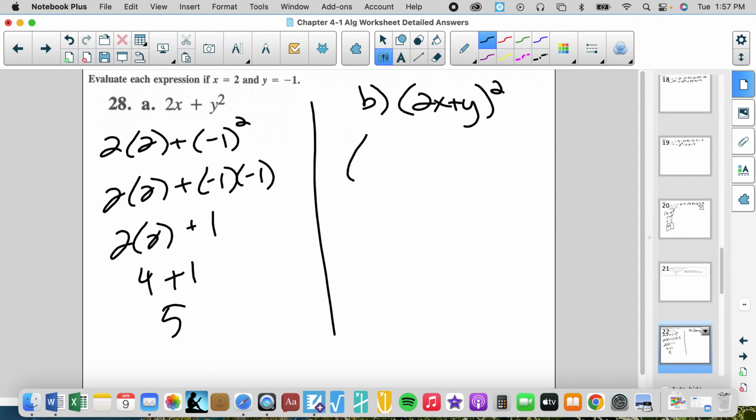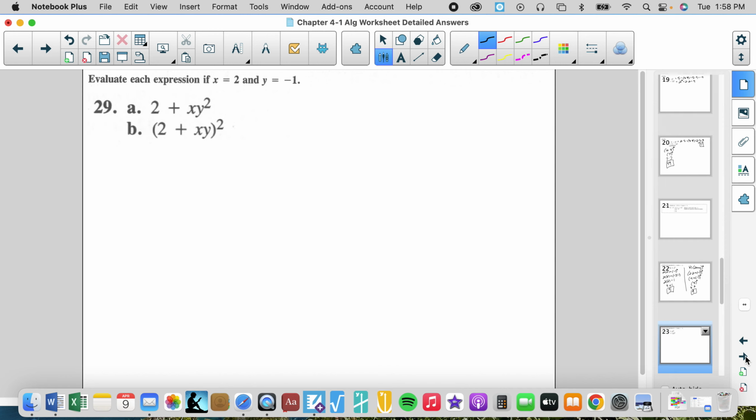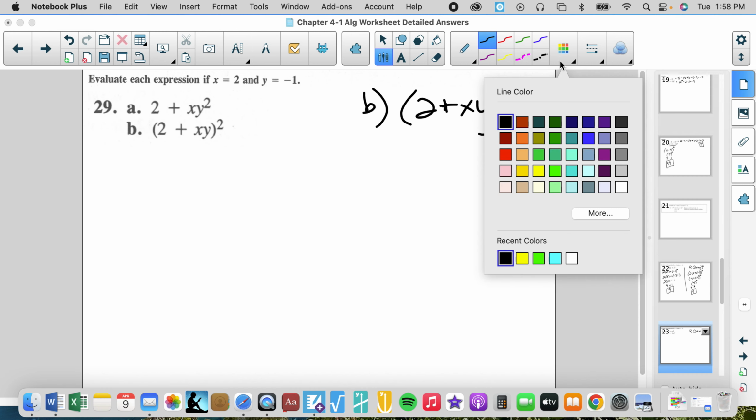Here, when we plug in, we have 2 times 2 plus -1 quantity squared. So we're going to do the multiplication before addition and subtraction. So that's 4 plus -1 quantity squared, which is 3 quantity squared, which is 3 times 3, which is 9. Really important to be able to distinguish. So let's do the b, which is 2 plus xy quantity squared. Let's erase it.